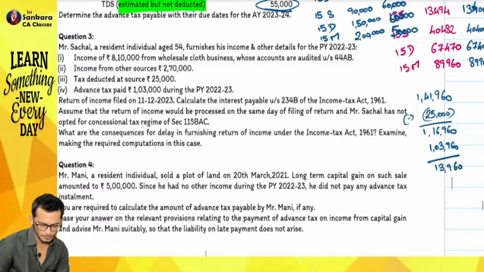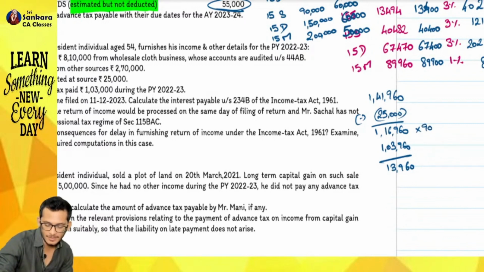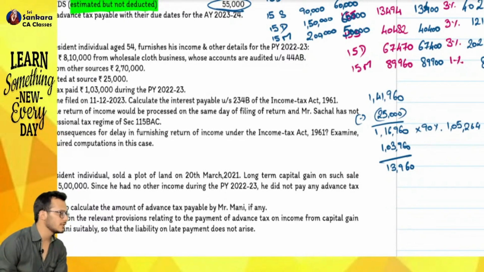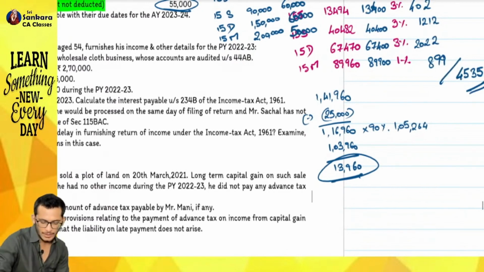How did you check? 90% of what? 1,16,960 into 90% is 1,05,264. He should have remitted at least 1,05,264. He only remitted 1,03,000, which means he did not satisfy the condition. Therefore, the shortfall will become 13,960, on which he has to levy interest at the rate of 1% into how many months?